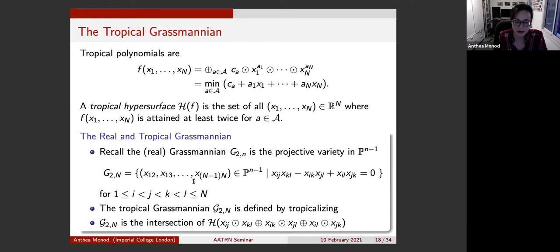So if you take this projective variety and tropicalize, replacing a polynomial by its tropical counterpart, then you get the tropical Grassmannian. What you have is the vanishing set, the intersection of tropical hypersurfaces. It turns out that the tropical Grassmannian for two, in n leaves dimensions, is the intersection of these tropical hypersurfaces.